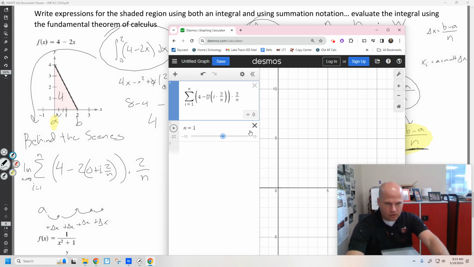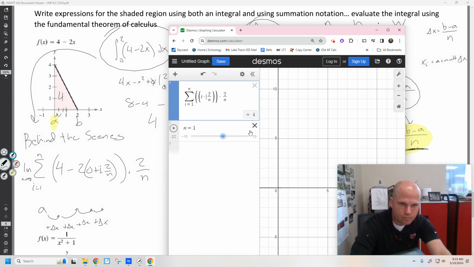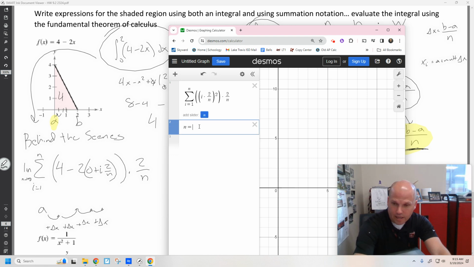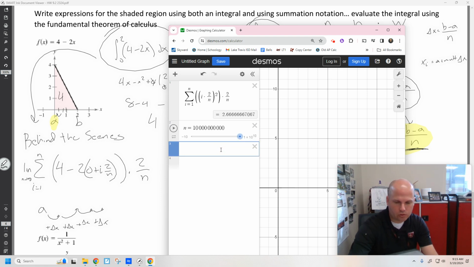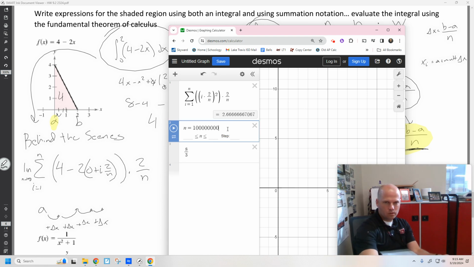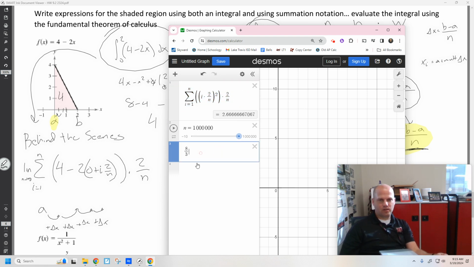Let me just adjust this so that it's just that. I times 2 over n squared times 2 over n. I want to get 8/3. Boom, I'm getting closer and closer and closer to 8/3. That's the behind the scenes approach to break Desmos eventually. It's like, stop adding zeros. This is tough for me to do. 8/3, which is 2.666.